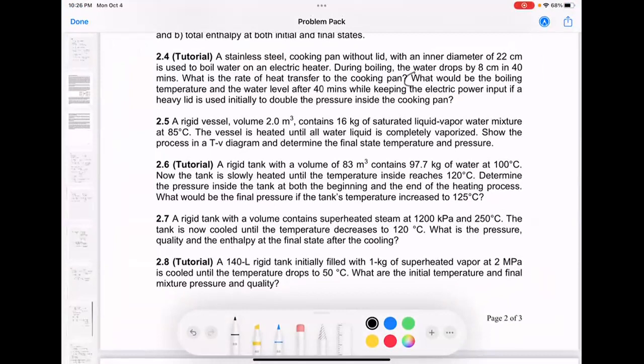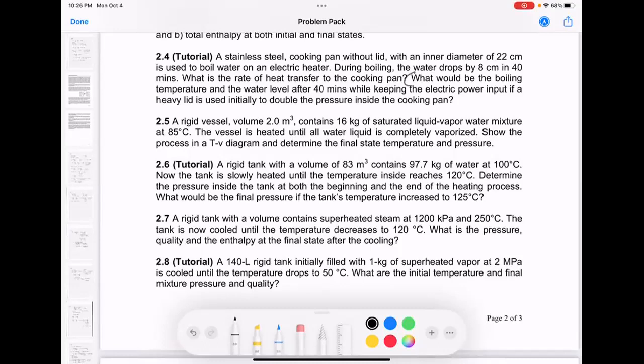So first of all, now we have a lid. Before we didn't have a lid, right? And you remember earlier on we talked about, because there's no lid, we know it's atmospheric pressure, so we know the boiling temperature. But since there's a lid and they tell us that this lid is going to double the pressure inside the cooking pan, well, what's atmospheric pressure? It's about 100 kilopascals. Okay, so times 2 is 200 kilopascals, or 0.2 megapascals, okay?